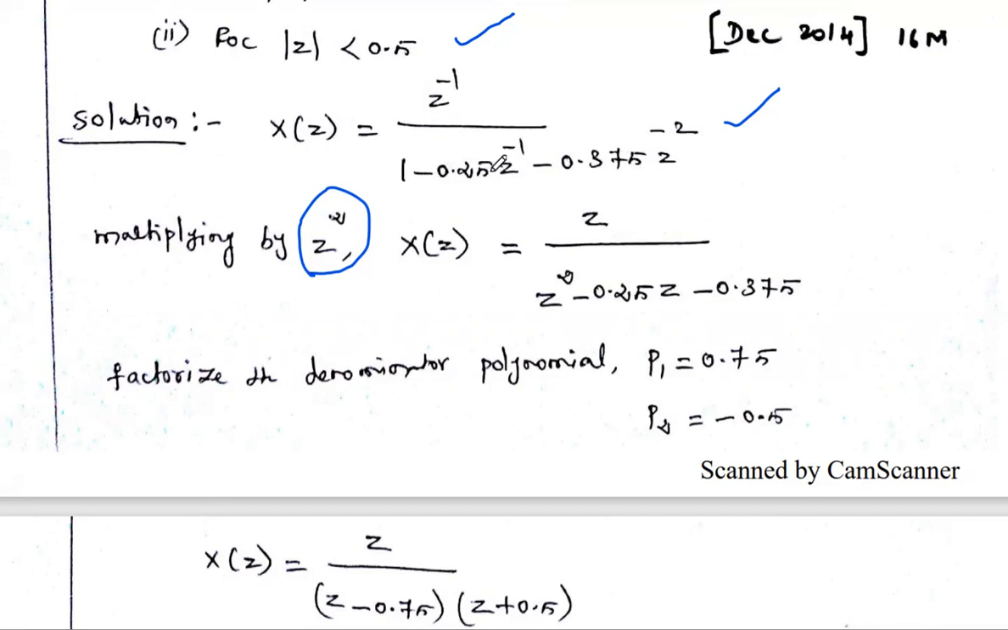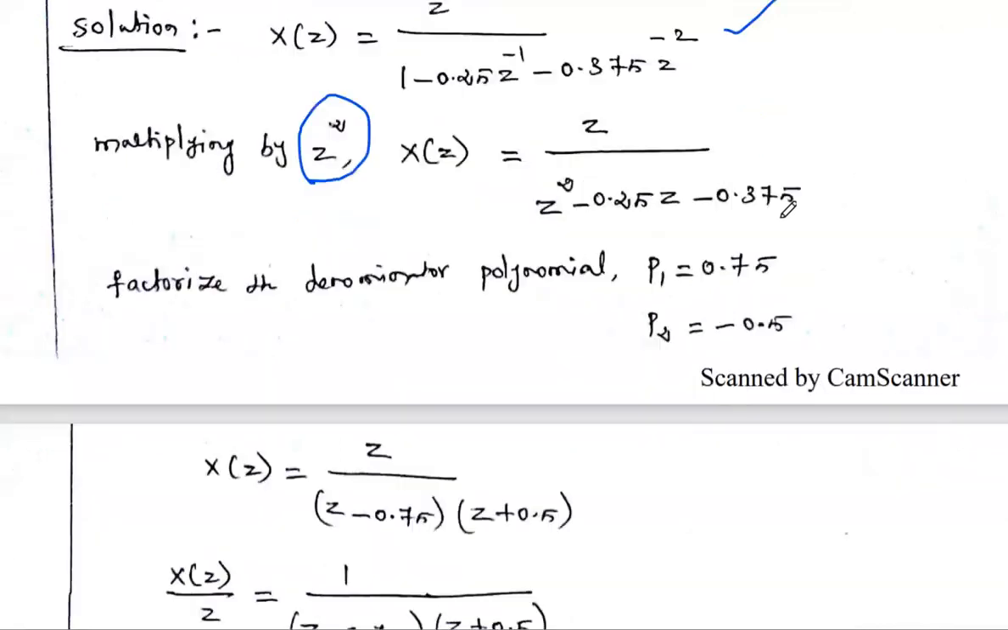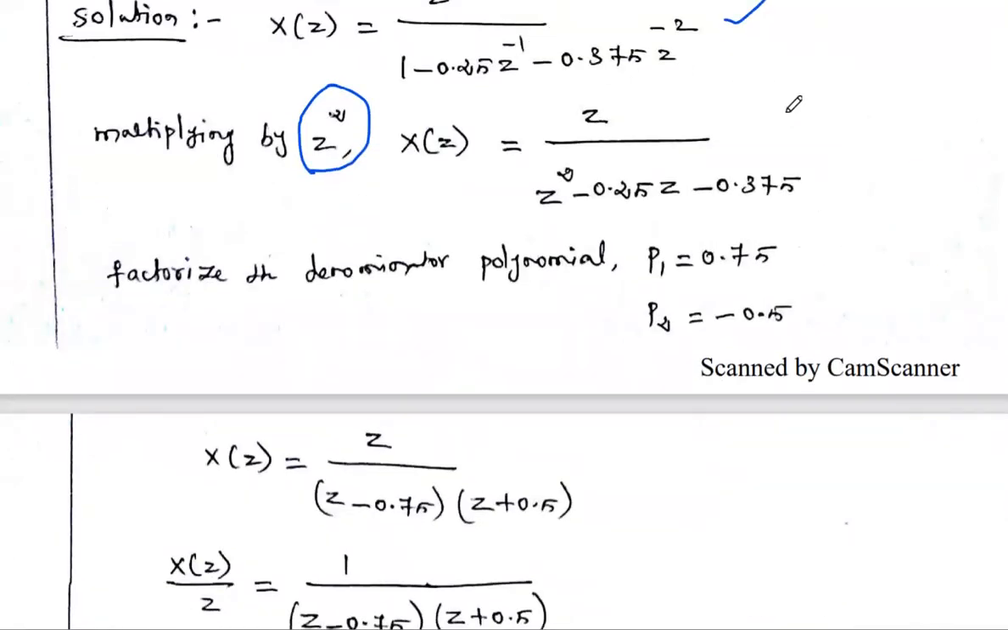Then minus 0.25 z inverse into z squared: you have to add the powers, so 2 minus 1 gives z power 1. Similarly, minus 0.375 into z power minus 2 times z squared gives z power 0, which is 1, a constant. So we converted the negative powers of z into positive powers. In the denominator it is a second order polynomial, of highest order z squared, so we have to factorize this second order polynomial.